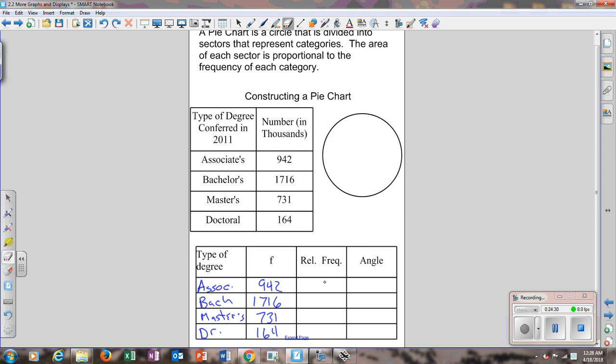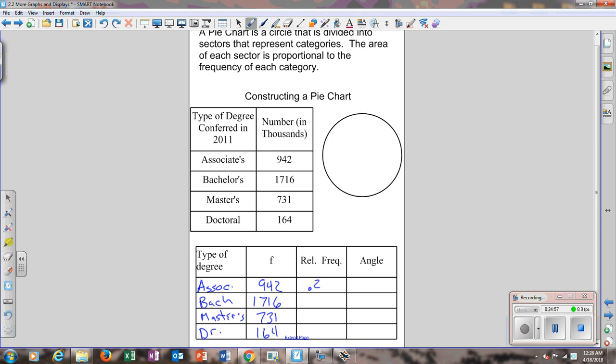So when we add up our total, it's 942 plus 1716. I left the 1 off. Plus 731 plus 164. I only did that to show you guys that you should check your answers and make sure that they make sense in context with the question. I was really just showing off why you have to do that. I'm lying, obviously.